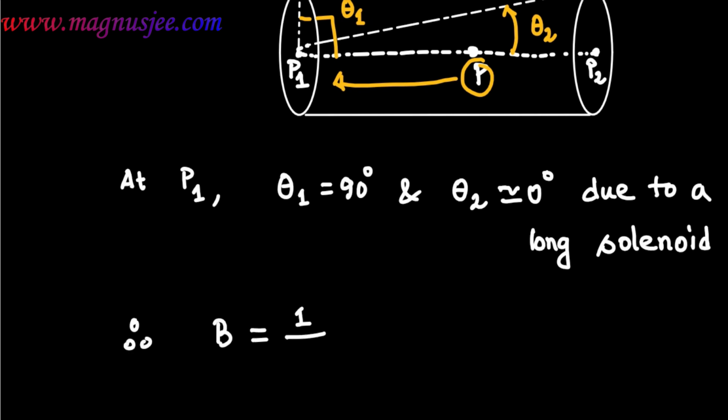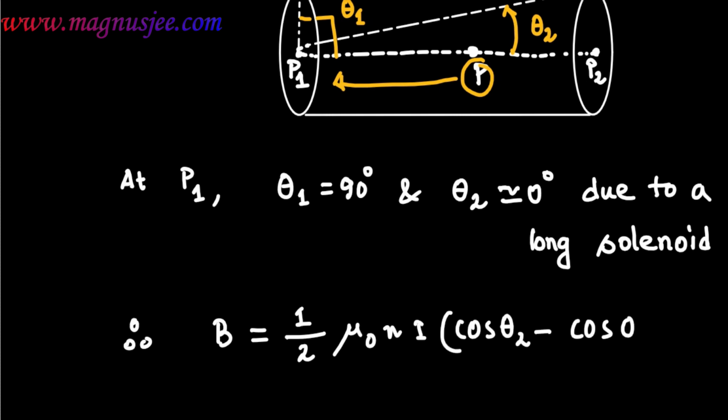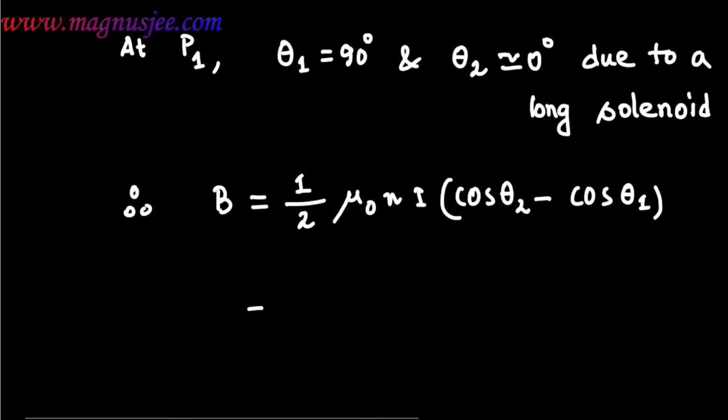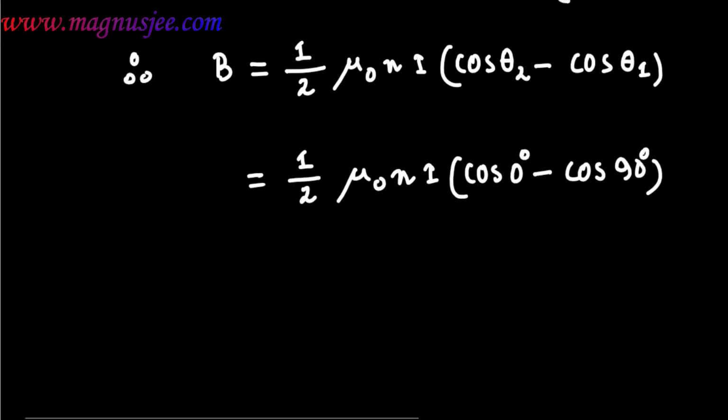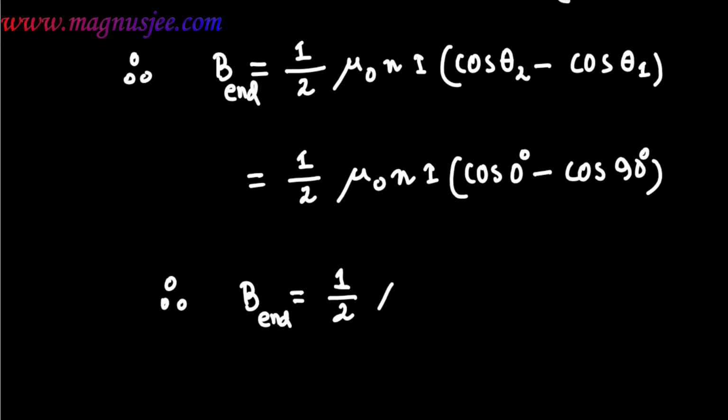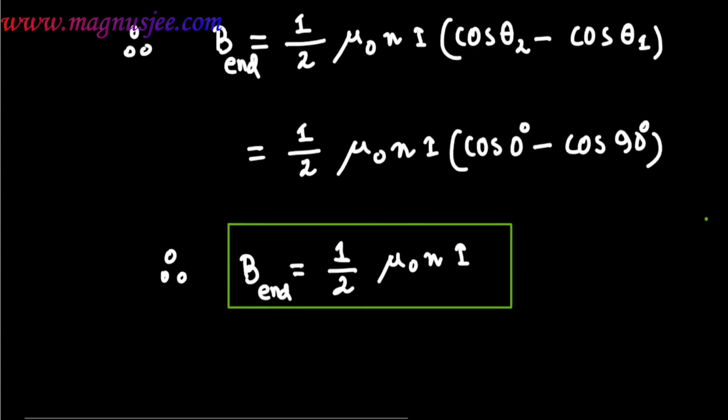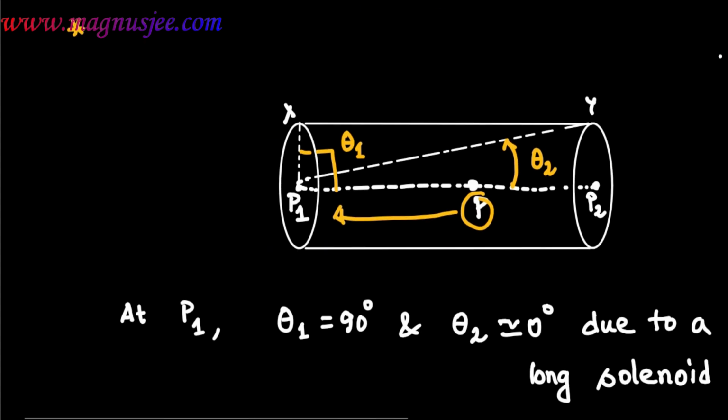For a long solenoid, the end y will be at infinite distance, and the oblique distance P1y will be almost parallel to the axis. So B equals half mu 0 ni (cos theta 2 minus cos theta 1), which is half mu 0 ni (cos 0 degree minus cos 90 degree). Therefore, B can be denoted by B end, equal to half mu 0 ni.